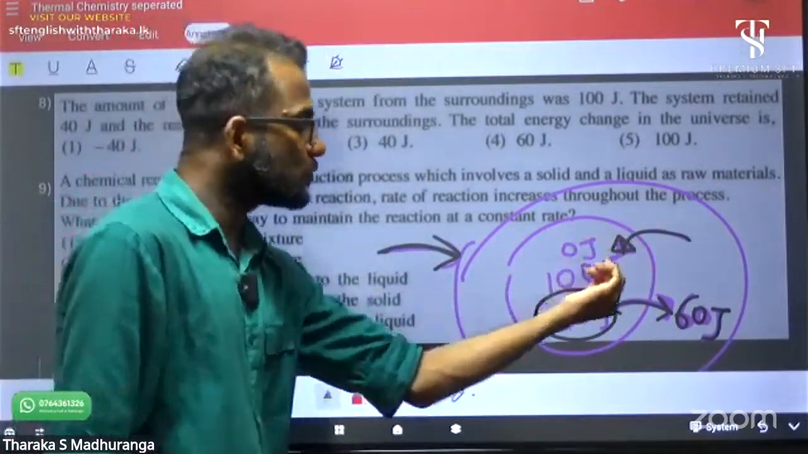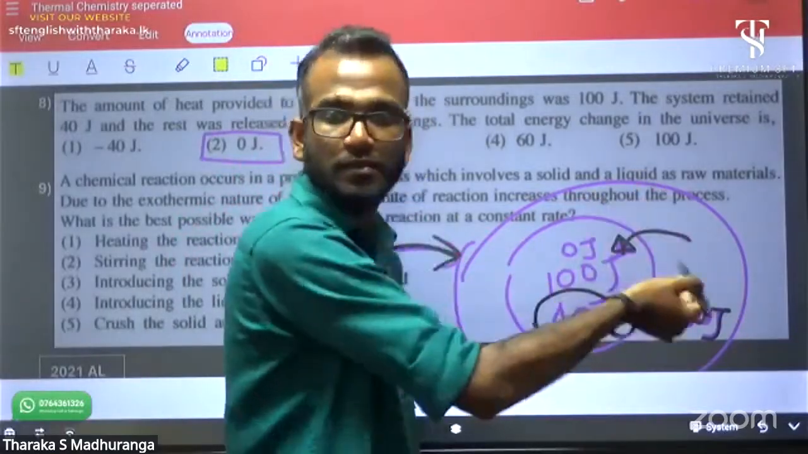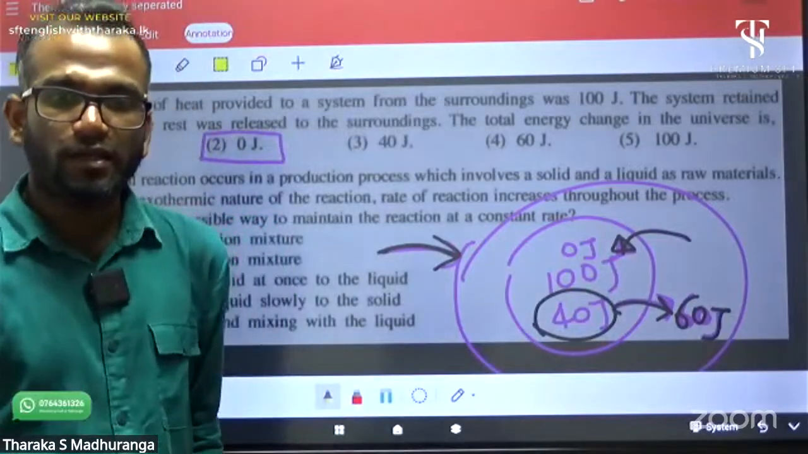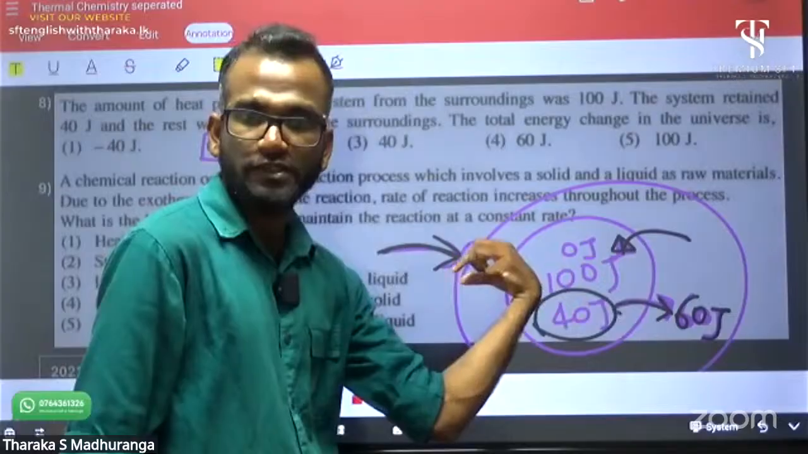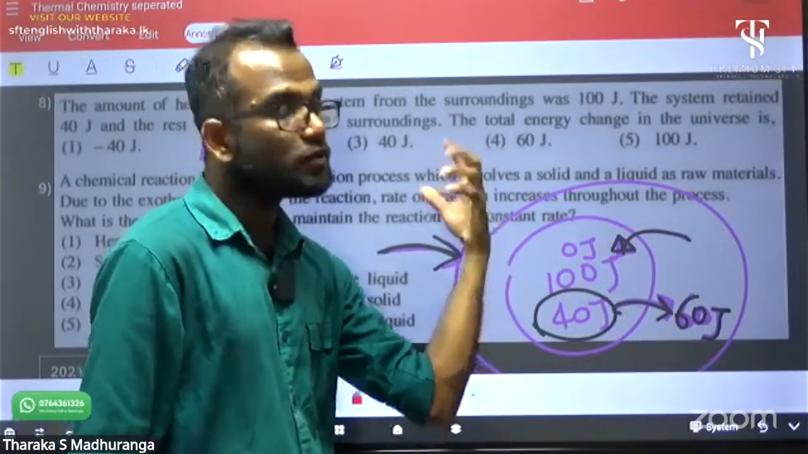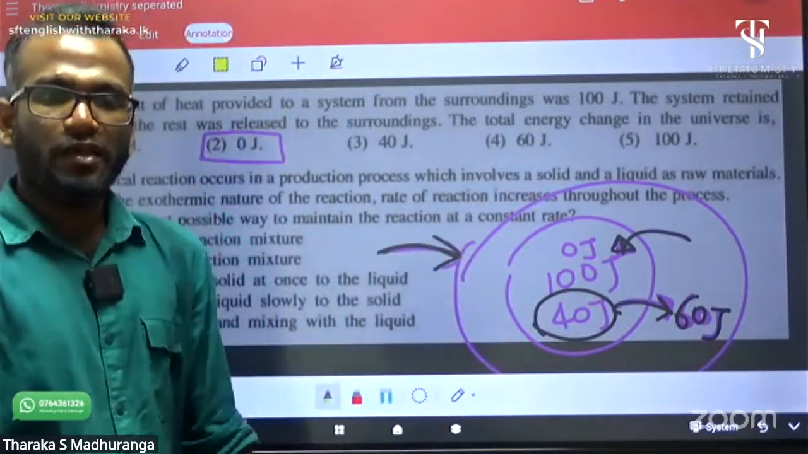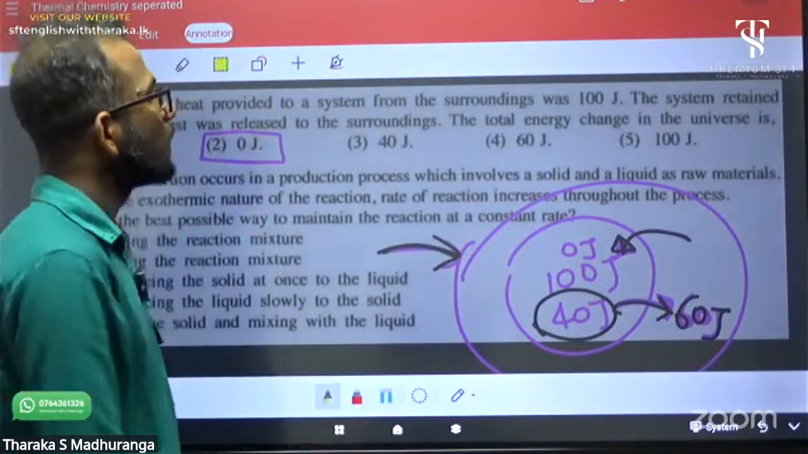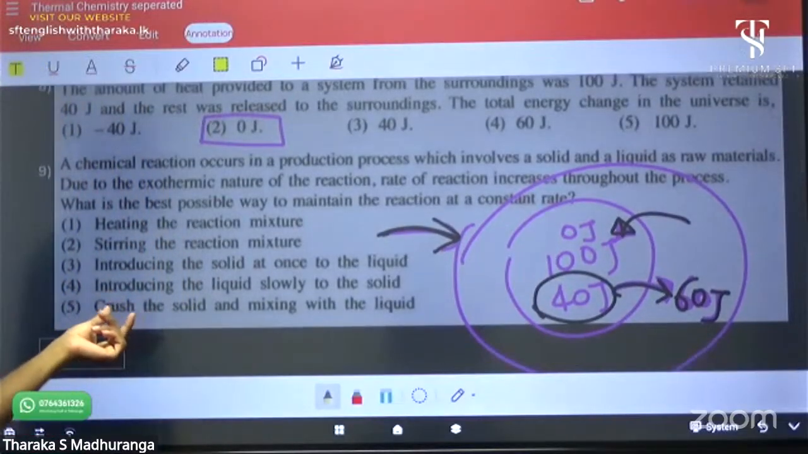Here the 100 joules is still in the universe. If it is retained in the system, it is also part of the universe. I told you the system is a part of the universe, a selected area from the universe. Okay, now okay, right? With me?